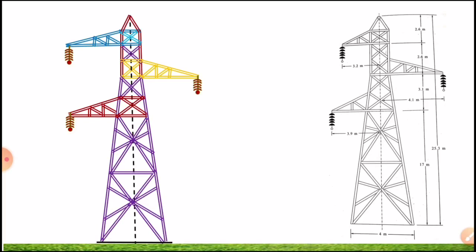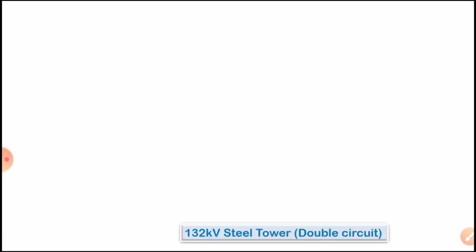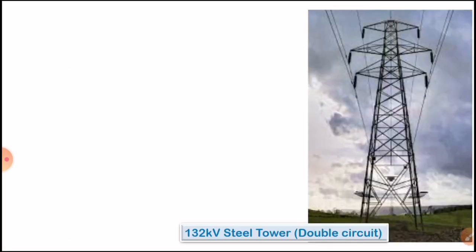Clear? It's very simple, dear students, you practice it. This is known as a 132 kV single circuit. Similarly, let us see the double circuit also. Now you can see here, this is a double circuit. So here we have the R phase, Y phase, B phase on the right side, and R phase, Y phase, B phase on the left side. So both sides have cross arms.